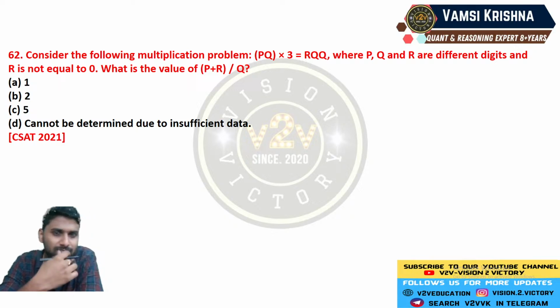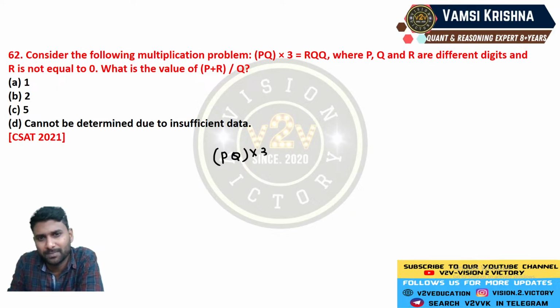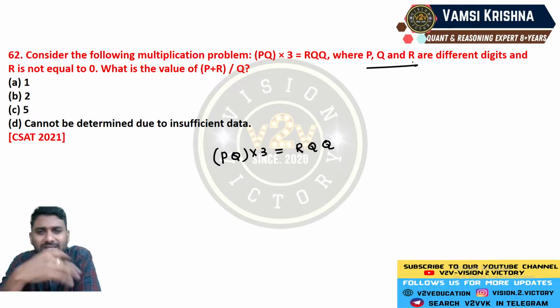Question number 62. See, the data says that if PQ is multiplied by 3, the result is RQQ. P, Q are different digits and R is not equal to 0. Why? Because if you assume R is 0, it becomes a 2-digit number, but we want a 3-digit number. Then what is the value of (P plus R) divided by Q?